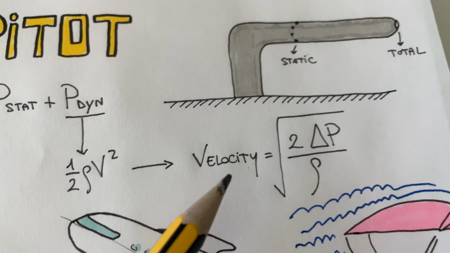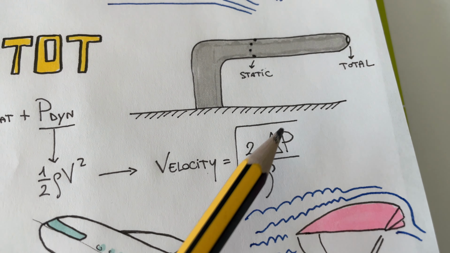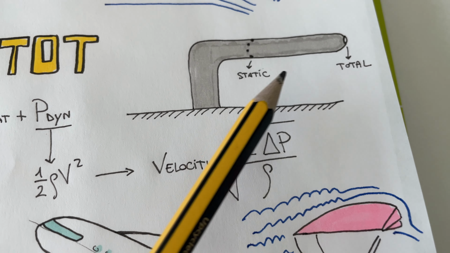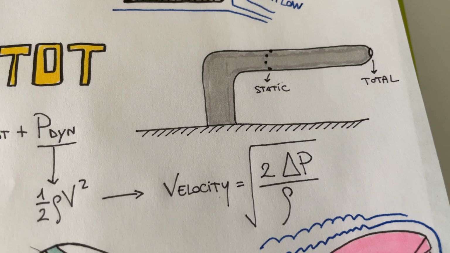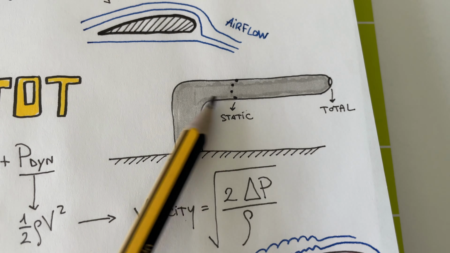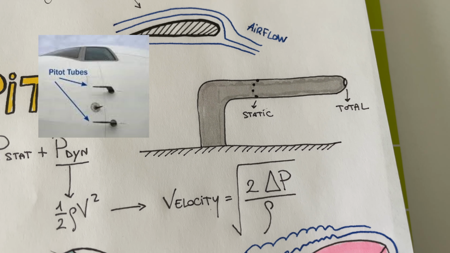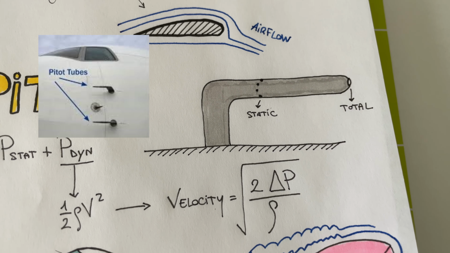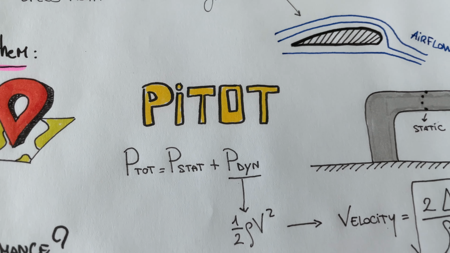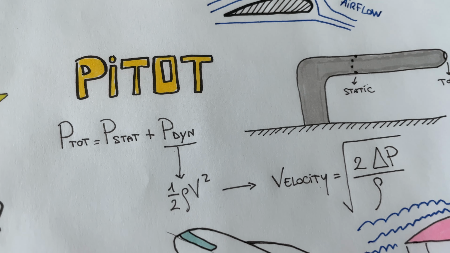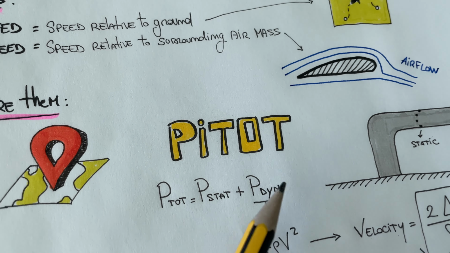So, in other words, if we want to find the velocity, we have to measure the difference between the total and the static pressure in this configuration, divided by the density of the air itself. Just to give you a reference, these kinds of instruments are the ones that you can see in the nose of the plane when you're boarding your plane at the airport. To calculate the true airspeed with a pitot tube, we also have to make some kind of correction based on the altitude and temperature, but that's not the point of this video. Anyway, if we want to measure ground speed, we use GPS, and if we want to measure the true airspeed, we can use a pitot tube.